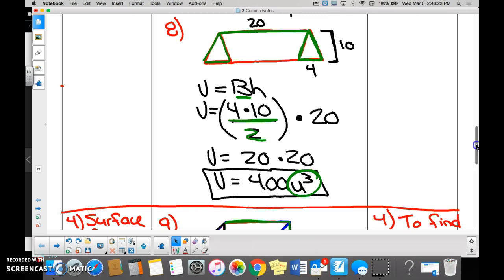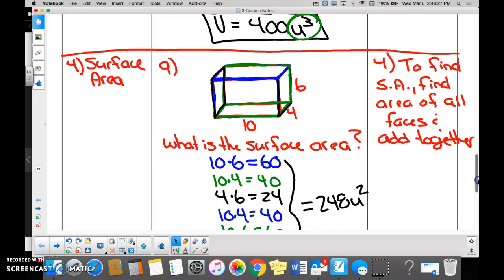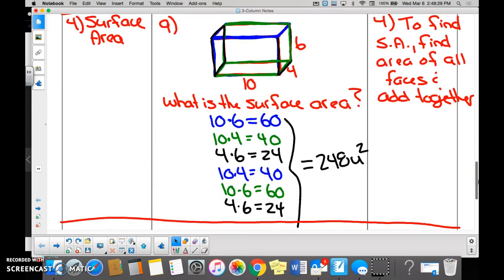And then the last is surface area. Same exact shape we used in number 7, except we are literally going to find the area of all 6 faces, right? So the one I just outlined in red is one of the faces.